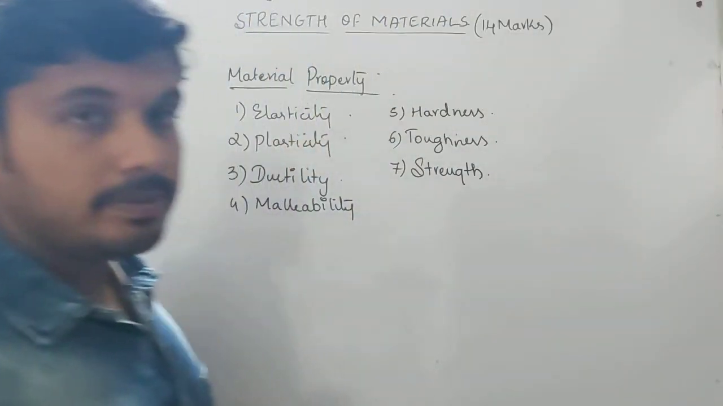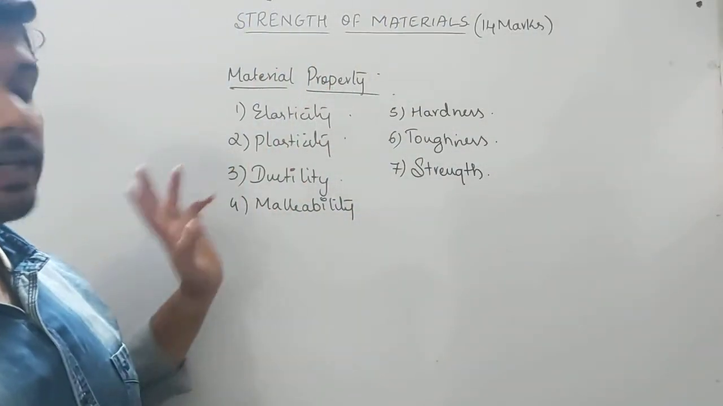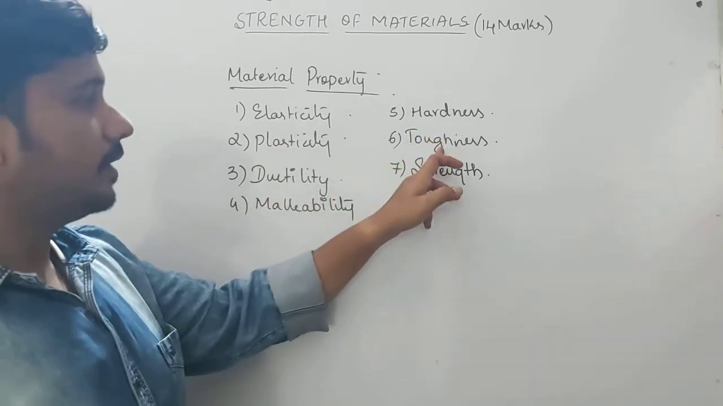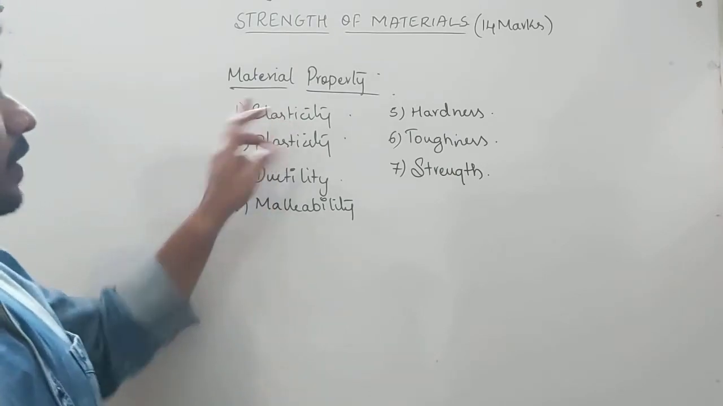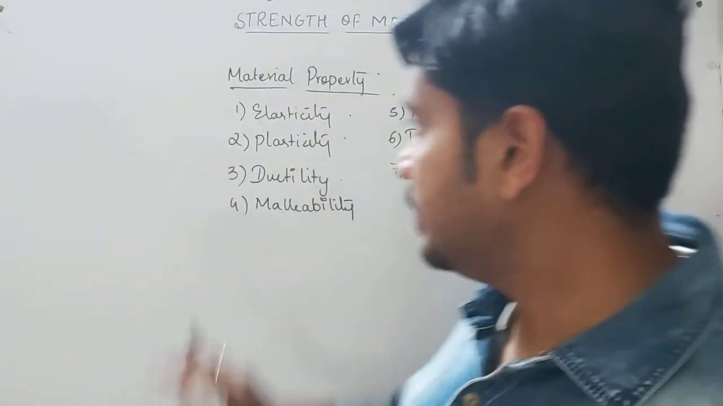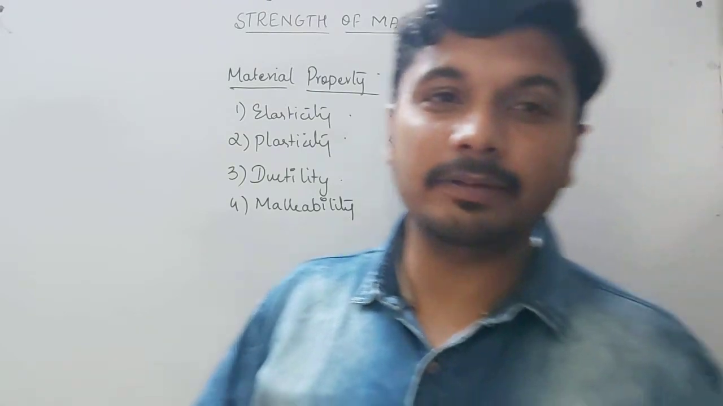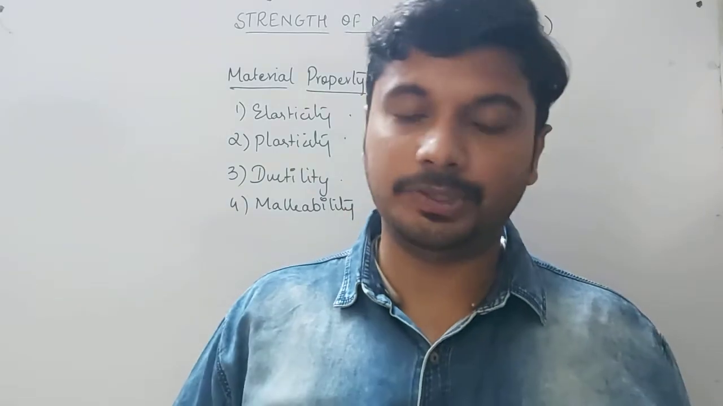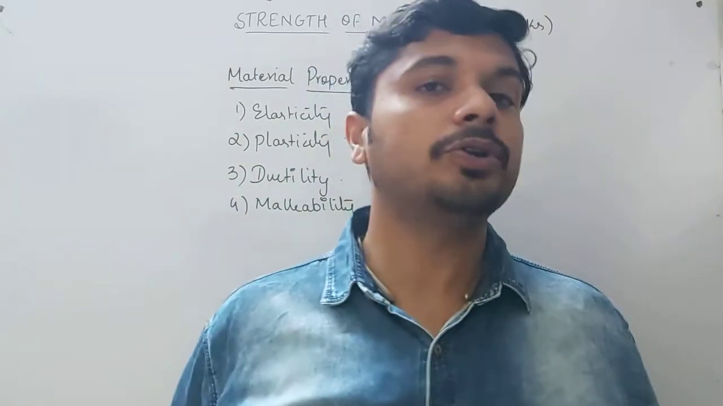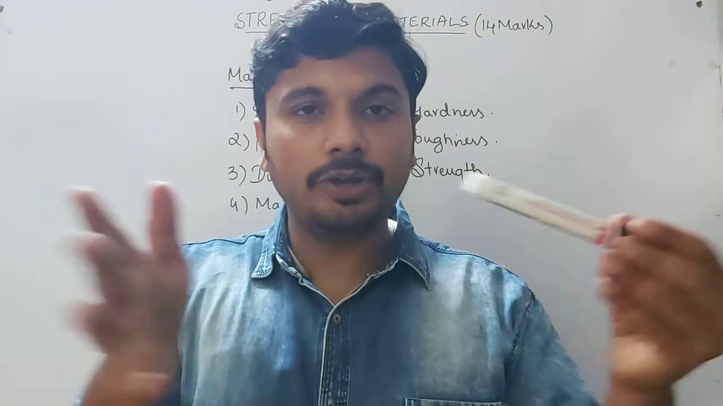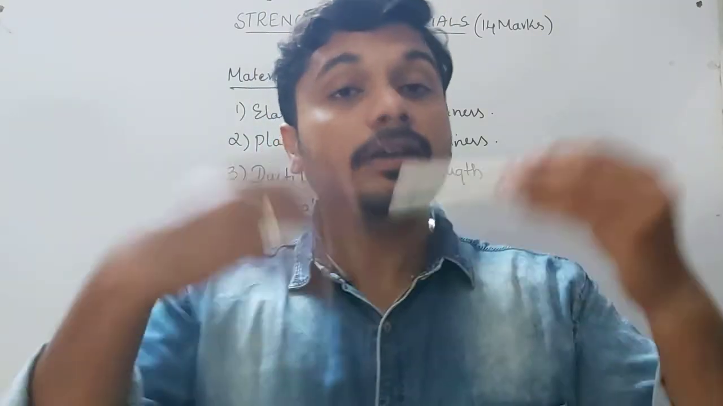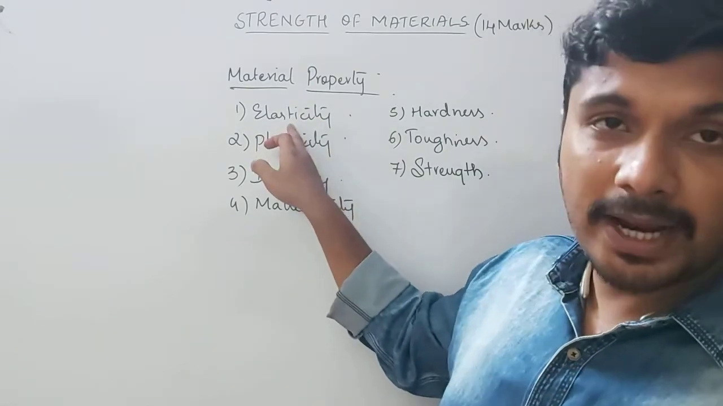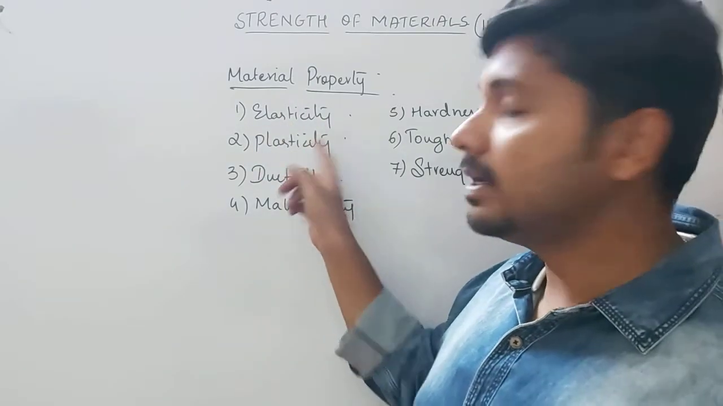So, yes guys, next we will be studying about the material properties. So, which are the material properties? Elasticity, plasticity, ductility, malleability, hardness, toughness and strength. So, what is elasticity and plasticity? First is elasticity. Elasticity is when a force is applied on a body, it regains its original position. That is elastic. For example, your rubber. If you stretch it and leave it, it comes back to its original position. If it doesn't come back, then it is plasticity. So, remember, if it comes back, elasticity. If it doesn't come back, it is plasticity.